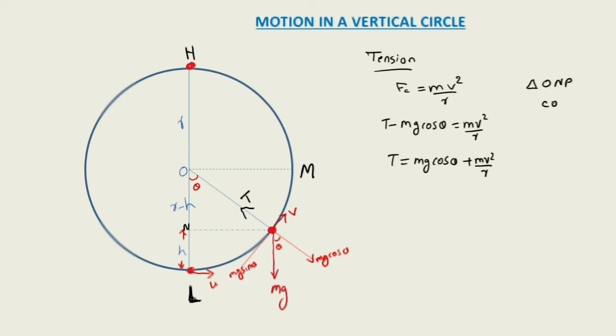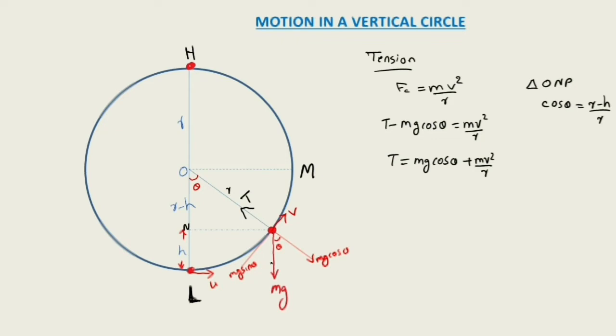In triangle ONP, what is cos theta? Cos theta is equal to the adjacent side divided by the hypotenuse. The hypotenuse is equal to what? R itself, right? So here it is the hypotenuse. OP is the radius R. So cos theta we got it.